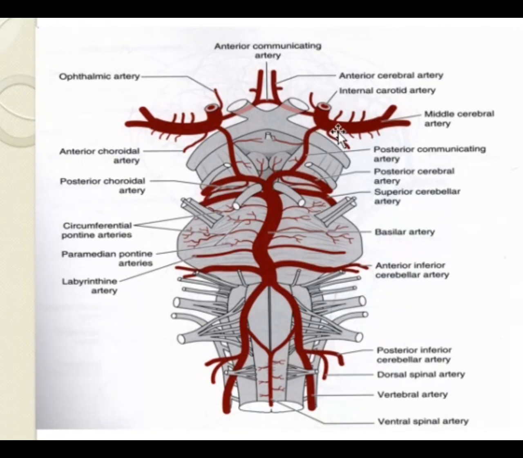Now, the middle cerebral artery is going to go to the lateral aspect of the cerebral hemisphere to supply the lateral aspect of the cerebral hemisphere. Around there, you have part of the frontal lobe, part of the parietal lobe, part of the temporal lobe. So the middle cerebral is going to go and supply the lateral aspect of the cerebral hemisphere.